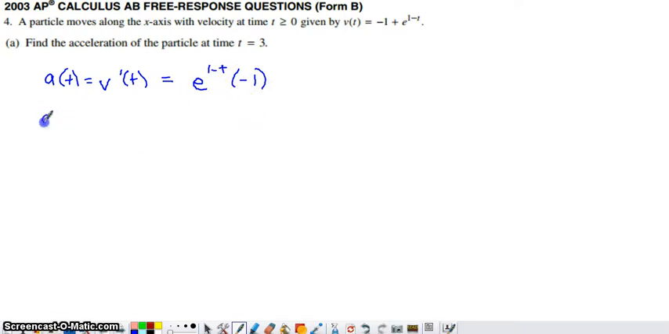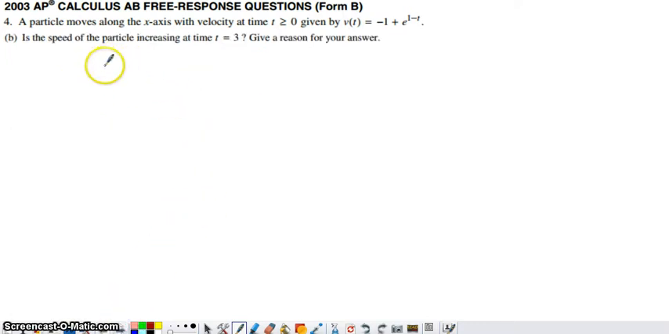So we want to know what the acceleration is at 3. So the acceleration evaluated at t equals 3 is going to be e to the 1 minus 3 times -1. Well, the base e times -1 is basically just going to make the coefficient of e negative, and then e to the 1 minus 3 is e to the -2. Without a calculator, there's not really much else you can do with this other than, if you wanted to write it without the negative exponent, you could write it as -1 over e squared. So either of these would be fine for the acceleration of the particle at time t equals 3.